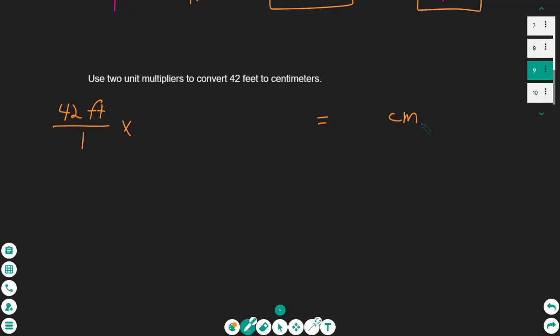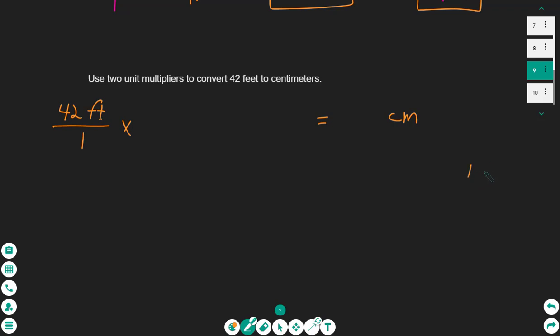Now the issue here is you might not know how many centimeters are in a foot. We're mixing the metric with the English measurements here. To get to centimeters, you might have to start with something you do know. You might not know how many centimeters are in a foot, but you might remember how many centimeters are in an inch. And if you don't, memorize it, because that's going to come up a lot.